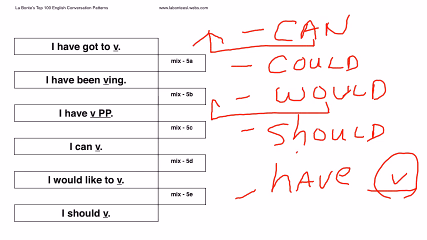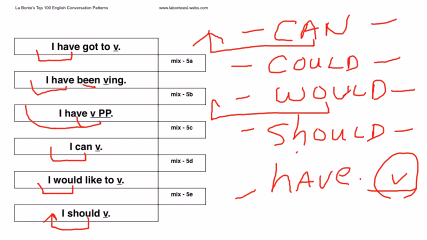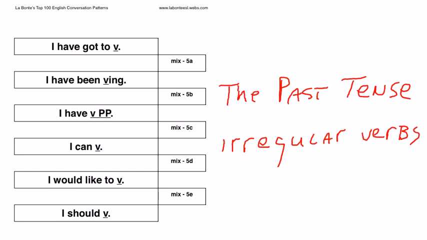So, I have got to, there's a verb here, so the question is, have you got to? I have been, once again a verb. I have goes in the front. I can, can you? I would like to, would you like to? Should I, should comes in the front. So basically, can, could, would, should, have, followed by any verb, never uses do or the verb to be in the question-making process.